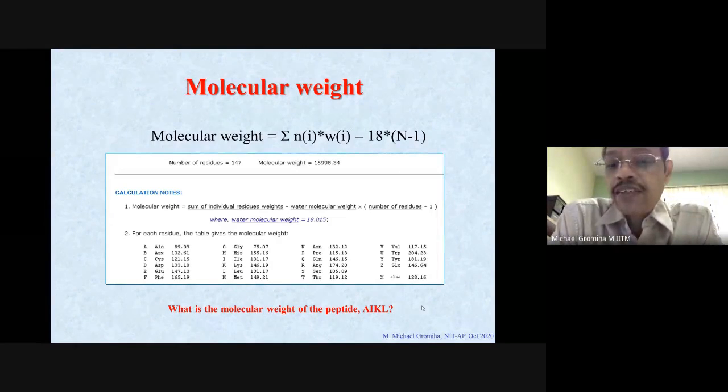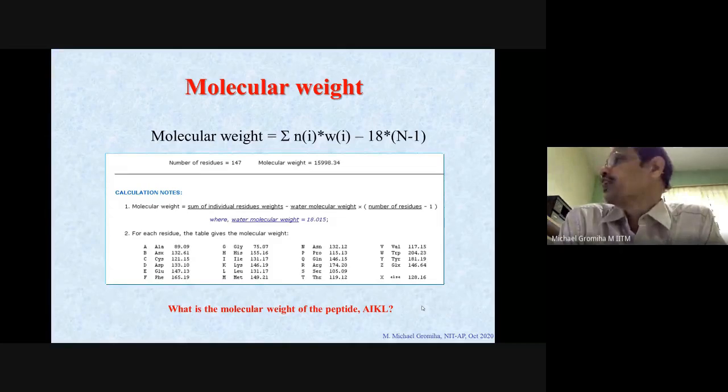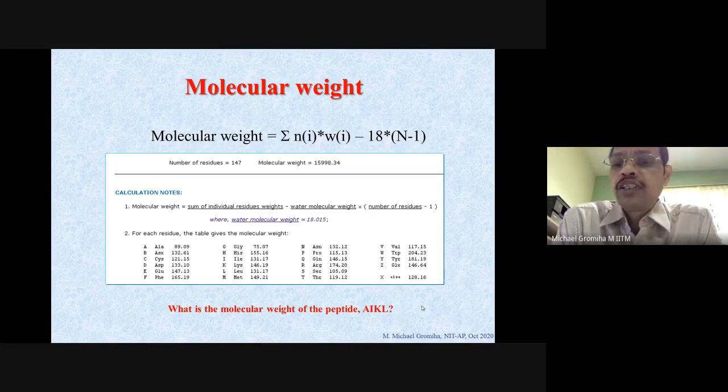What is the value for A? 89, fine. What is the value for I? Correct. What is the value for K? 140. Okay, and what is your L? L is 131, right? What is the value of K? K is 146. And what is the value for L?